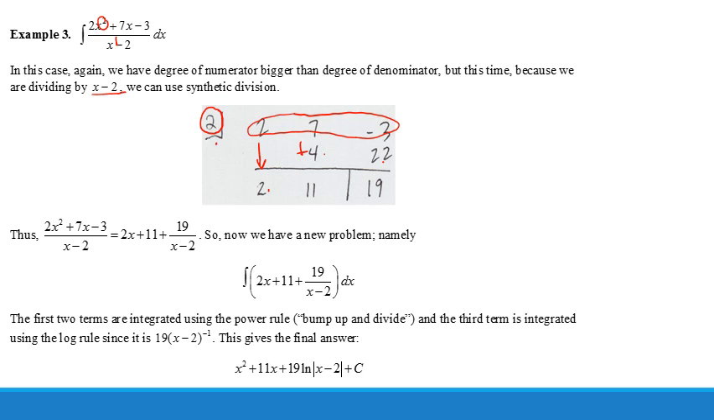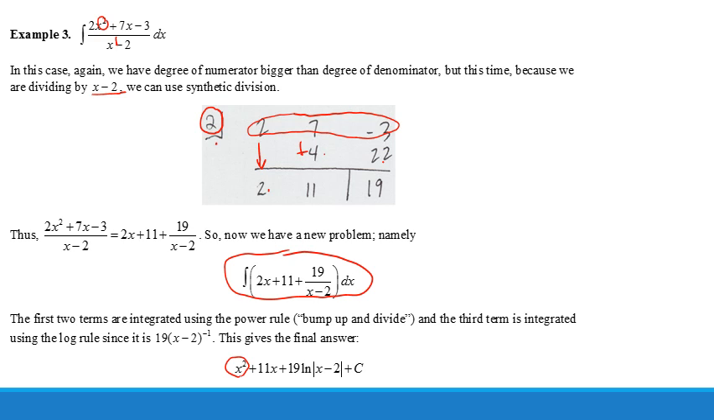Okay, so once I do the synthetic division, now I have turned the problem into something that I can actually integrate. So now we have this new problem right here. The first 2 terms, again, are pretty easy to integrate. So the integral of 2x is x squared. So that's how I have that in the answer right there. The integral of 11 is 11x. So those are just bump up and divide terms.